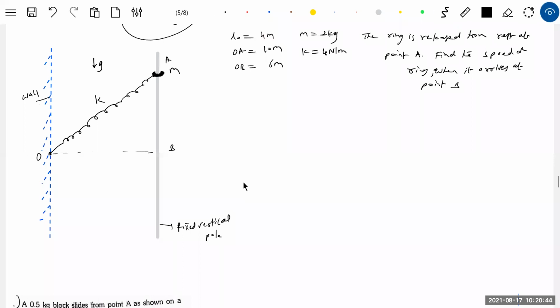What is the length OA? So is the spring elongated or compressed? It is being elongated, so the spring force will act here. The weight mg will act. The ring is released from rest here.